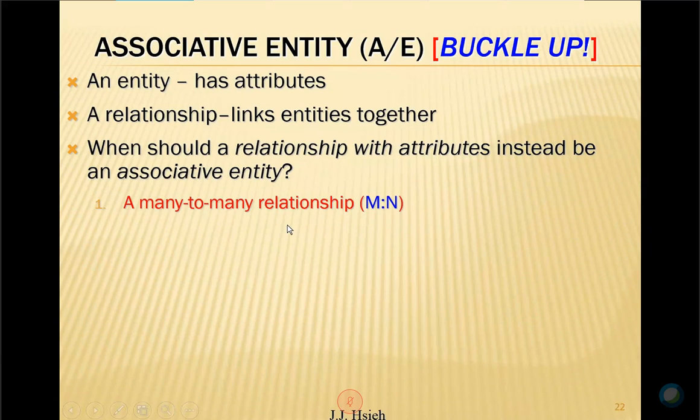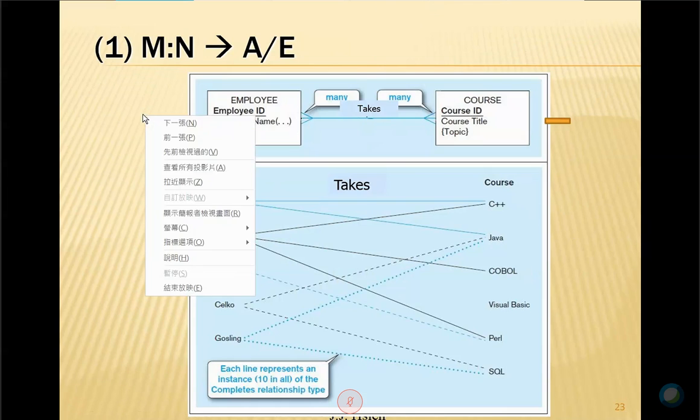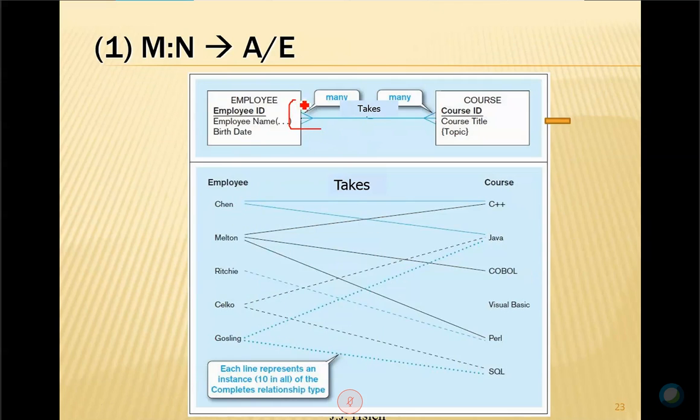Okay, thank you. So the first scenario where we want to convert a relationship into an associate entity is when you see a many-to-many relationship. In these cases, like a student can take many courses, and a course can be taken by many students. So whenever you see this kind of cardinality, a many-to-many relationship, regardless of whether it's mandatory or optional, you just convert this into an associate entity.